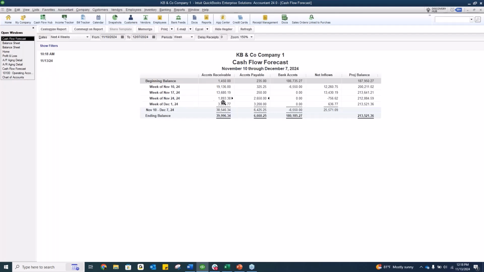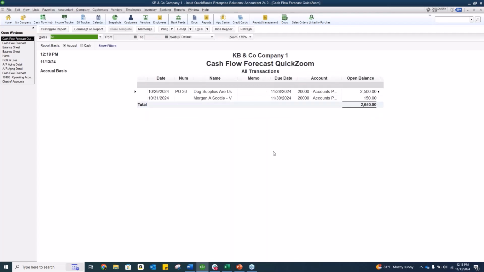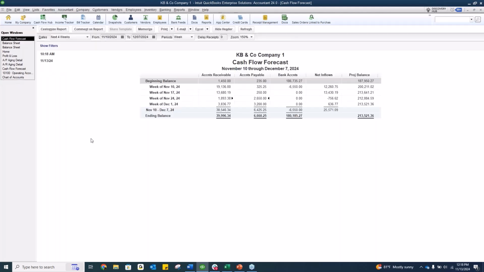If I look at the week of November 24th and I look at this 2650 and drill down, I'm going to see that I have 2 bills that are dated in October, but I expect to pay them. Their due dates are at the end of November. I must have had net 30 terms with those vendors, therefore decreasing my cash by $2,650.